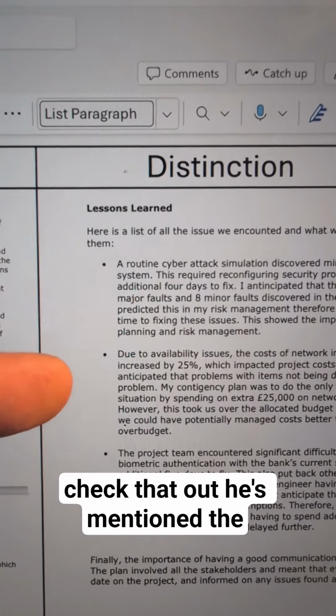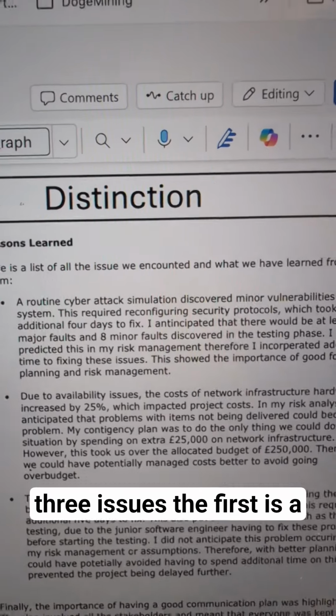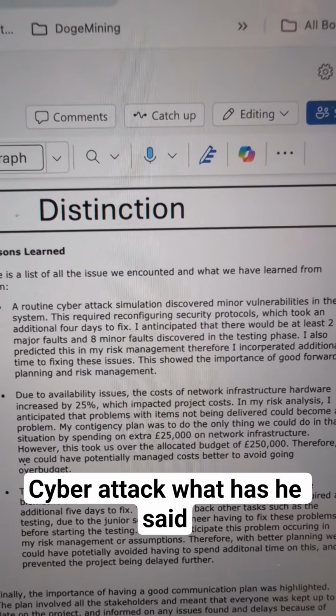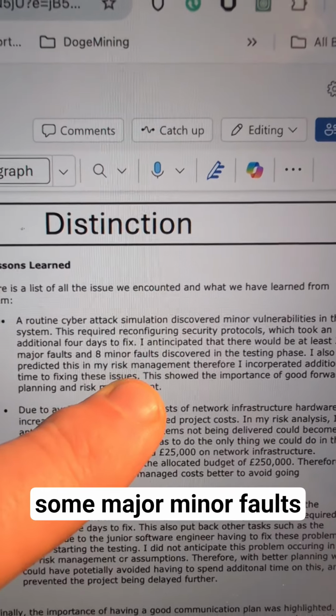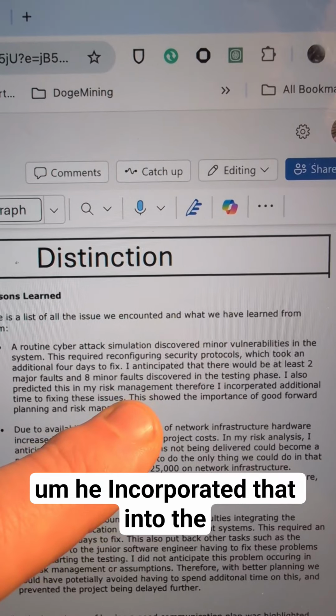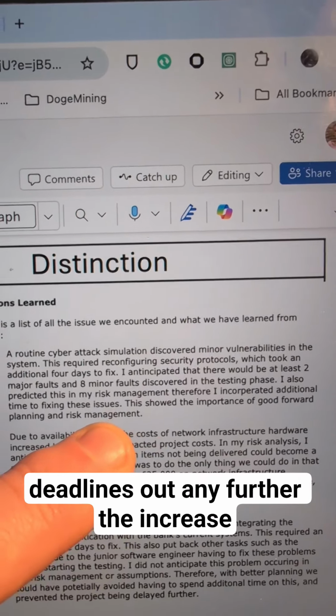He's mentioned the 3 issues. The first is a cyber attack. What has he said here? He said because he predicted that there was going to be some major and minor faults, he incorporated that into the testing, therefore it didn't push the deadlines out any further.